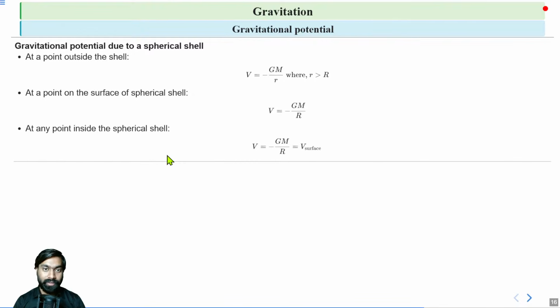And at any point inside the spherical shell, what is V? Inside the spherical shell, the potential will be equal to minus GM divided by R, that is equal to the potential at the surface.